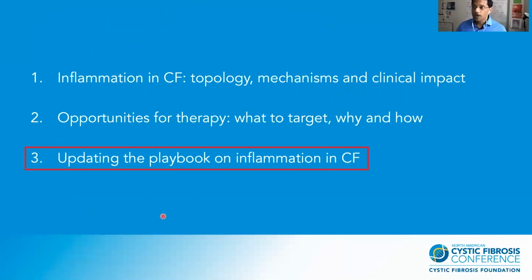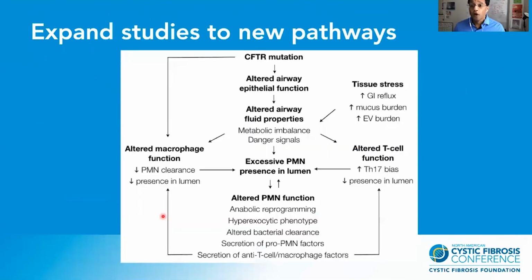Okay, so how can we take all of this knowledge and update the playbook on inflammation in CF? Well, first of all, we need to look at other pathways. It's not just about cutting the faucet and preventing the recruitment of cells into the lung, which we've done for decades. Because if the cells are recruited, first of all, is because there's a lot of redundant ways to recruit them into the lung. So no single way to cut the faucet or the flow will work.